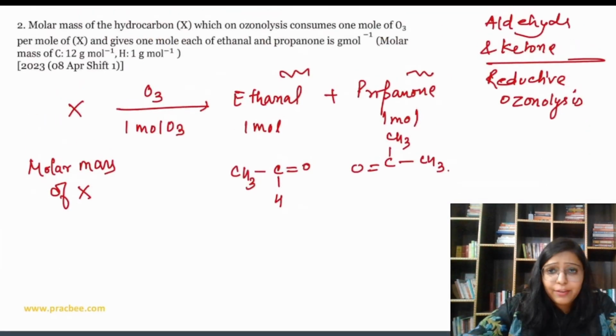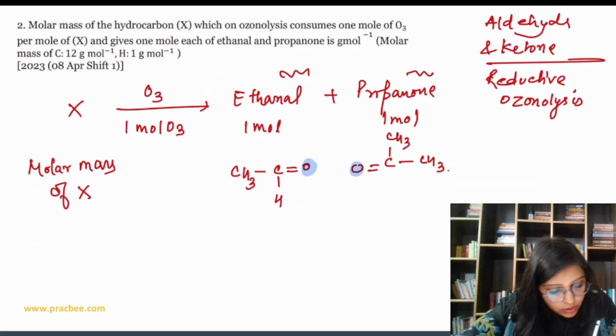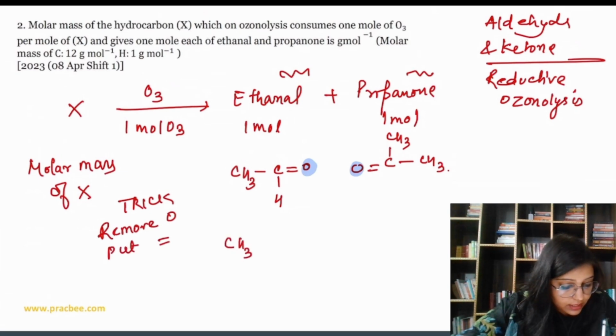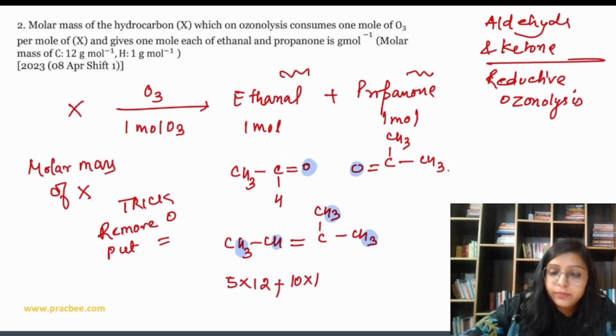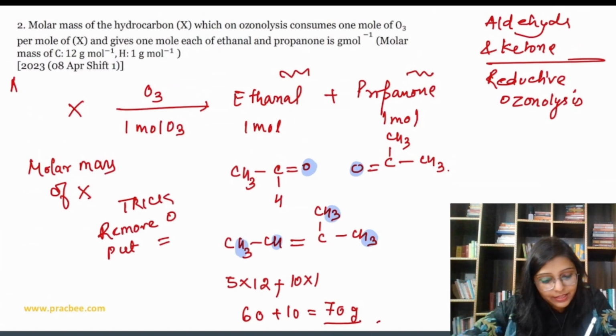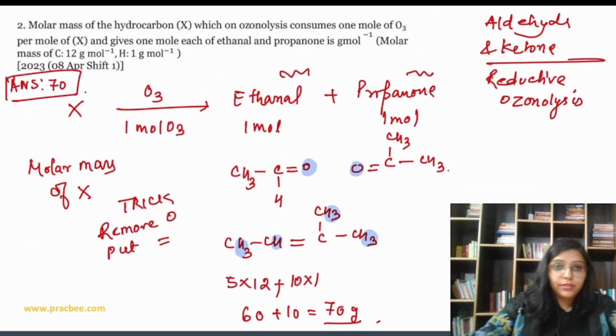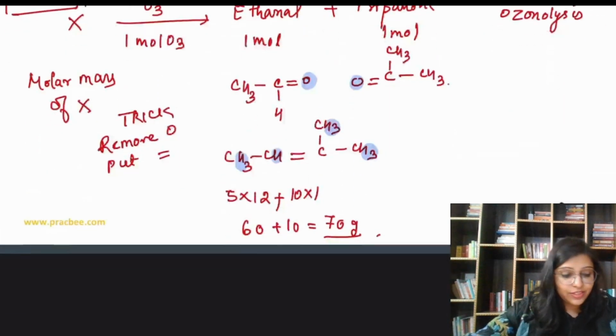So see, we have to first find out the hydrocarbon X. What we need to do? There is a trick: remove oxygen, put double bond. So we get CH3CH=C(CH3)CH3. This is the hydrocarbon that we get. Now we can calculate the molar mass. We have 5 carbons, so 5 into 12. Total hydrogen is 10, so 10 into 1. 12 times 5 is 60, 60 plus 10 is equal to 70 grams. So answer is going to be 70. Easy question. Very easy question. Now let's do the next question.